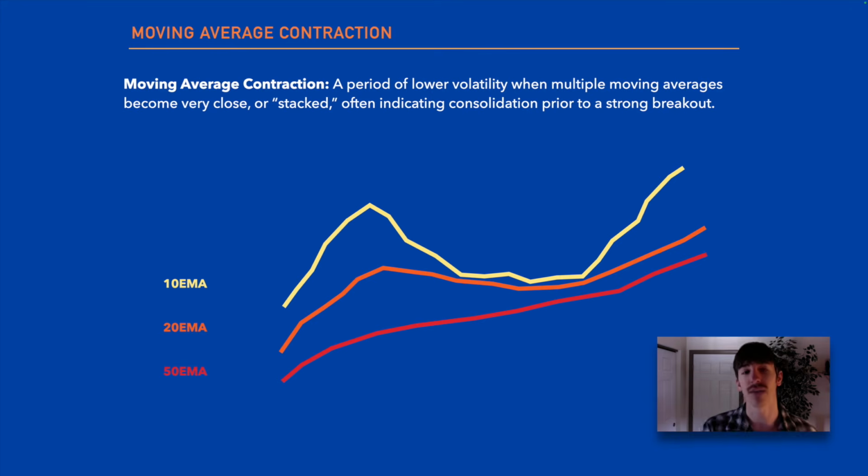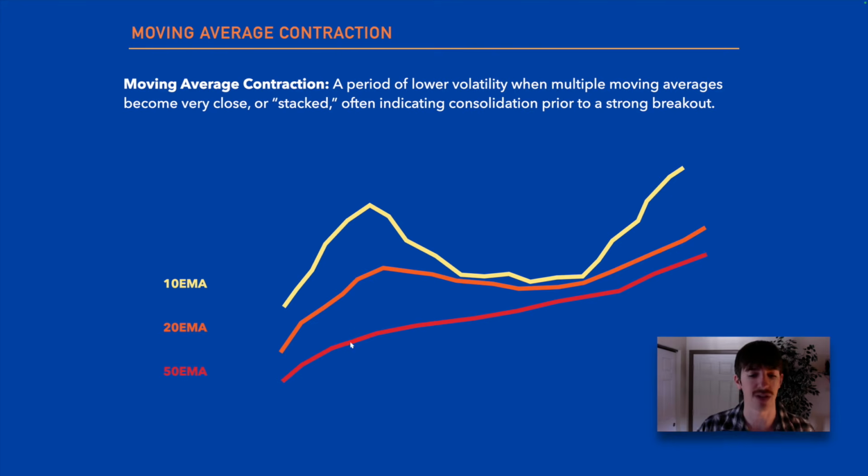And what a moving average contraction is going to be is a period of lower volatility when multiple moving averages become very close or stacked, often indicating consolidation prior to a strong breakout. Now, if we were to remove all of the price action, all of the details, and the candlesticks from a chart, and we were just left with the moving averages, it would look something along the lines of what we have down here. We have our 10-day, our 20-day, and our 50-day exponential moving averages.